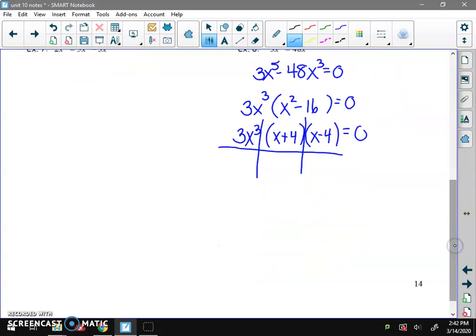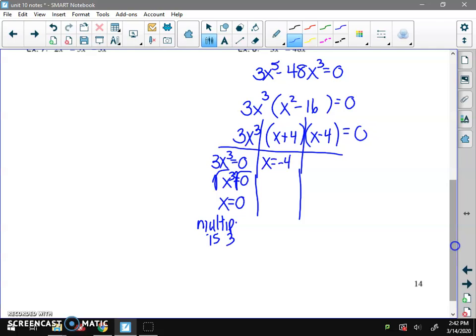When we tee it up, this side is going to be 3x cubed equals 0, which means x cubed equals 0. And when I take the cube root of each side, I still get 0. But because this happened 3 times, it was x to the 3rd, the multiplicity of this is 3. On this one, x equals negative 4. That happened once, so the multiplicity is 1. And x equals 4 also happened only once, so the multiplicity there is also 1.